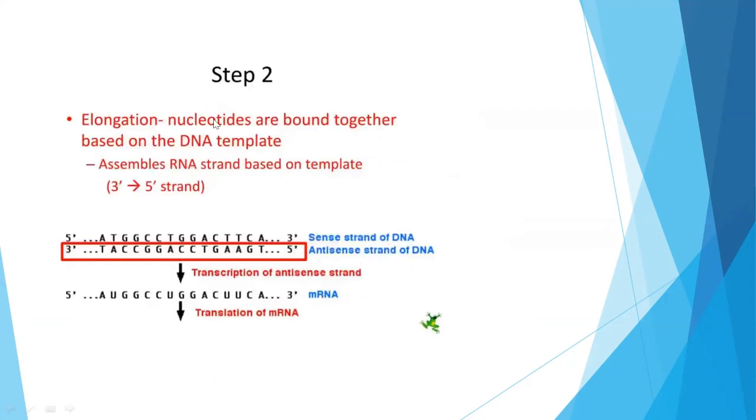Step two is elongation. That is, the nucleotides are bound together based on the DNA template, and it assembles the RNA strand based on the template from 3' to 5' position. Okay, the direction is from 3' to 5'. Now, this is very, very important. Here you can see this is the 3' position and this is the 5' position. The transcription of the antisense strand is occurring, and this is the 5' position, T with A with U, like that, and then it goes on to mRNA formation.